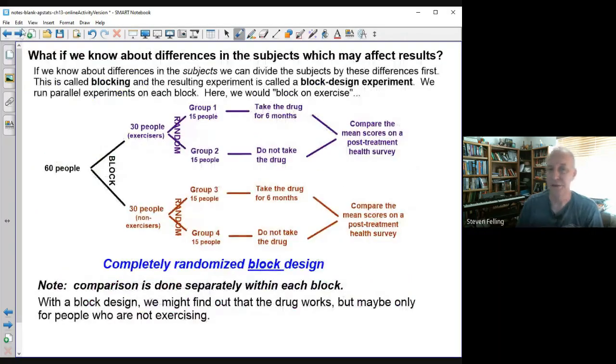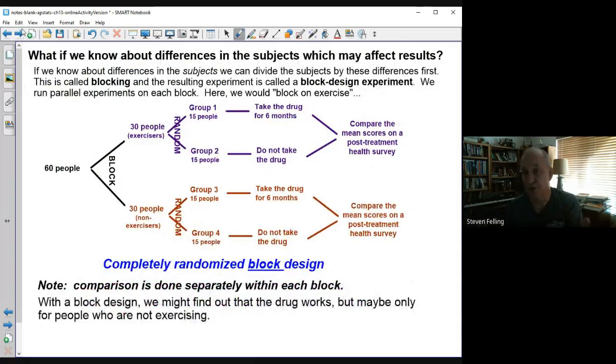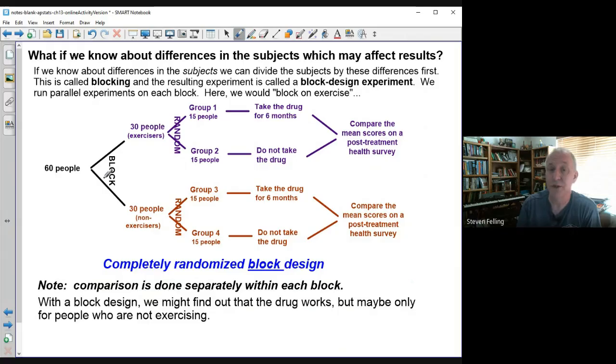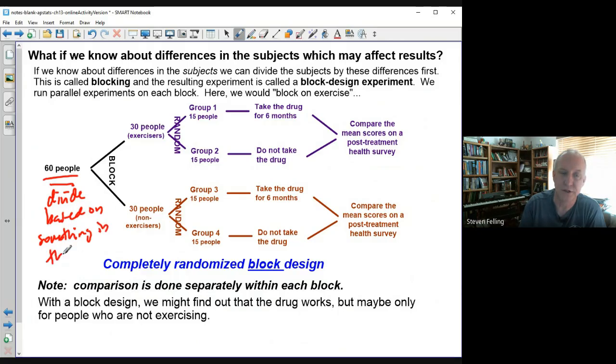All right. So what if we do know differences in the subjects? Like maybe we've anticipated the fact that exercisers are going to matter, right? That matters. So if we want to do that, basically what we can do is take the people and divide them based on something in the subjects, like whether they exercise or not. When you do that, you get 2 completely separate experiments that are run in parallel. These are called blocks when we do this. And then it's called a block design experiment.